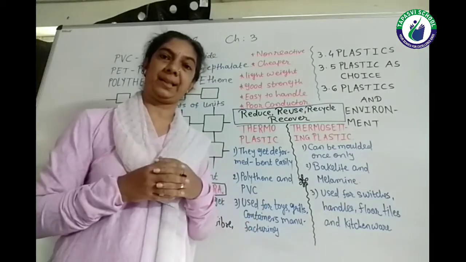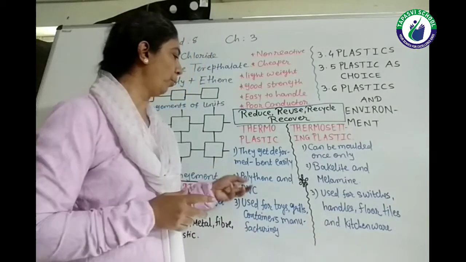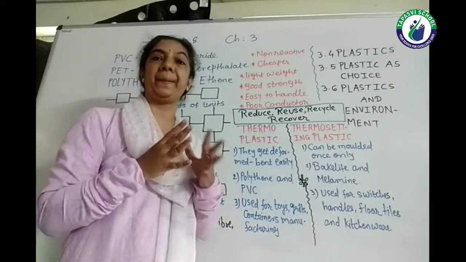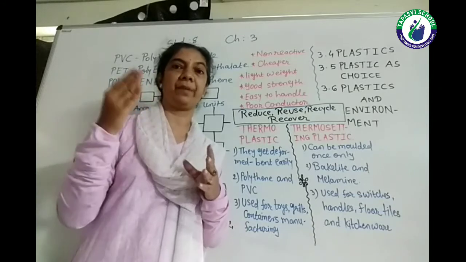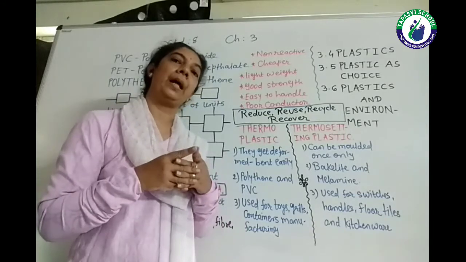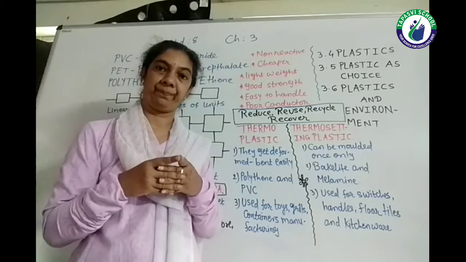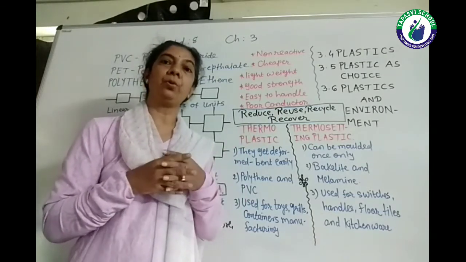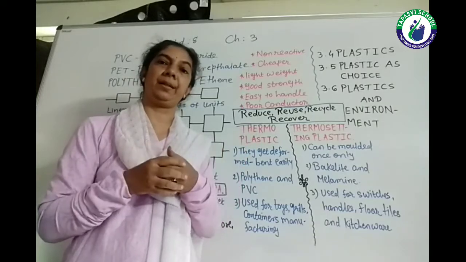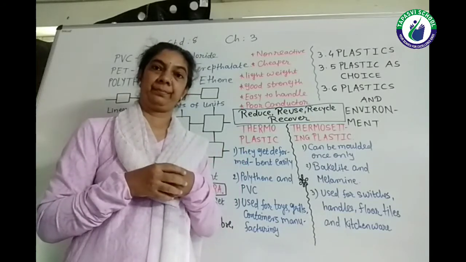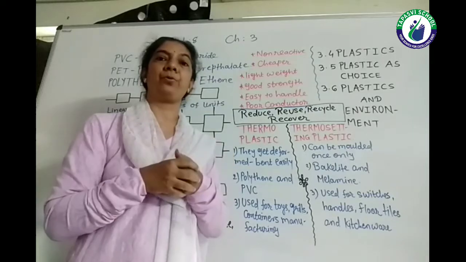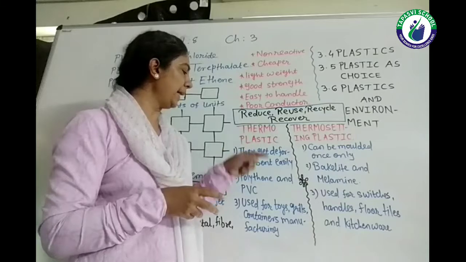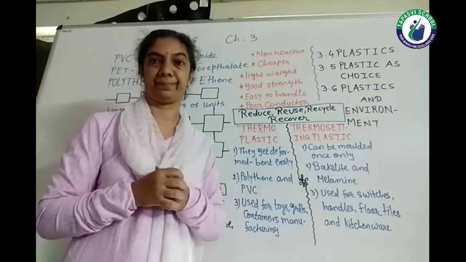Where do we find this? Very commonly, polythene bags and PVC pipes. Nowadays, whatever pipelines we are using at home for irrigation, earlier they were made up from iron. As I told, iron was getting rusted and corroded, and we needed to replace it from time to time. So instead of that, now we are using plastic, and in that we are using PVC.